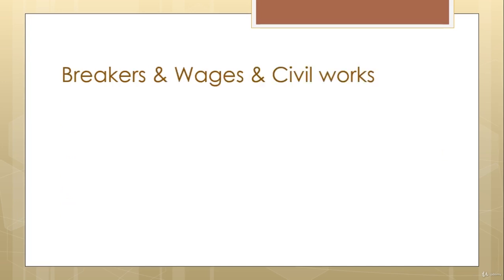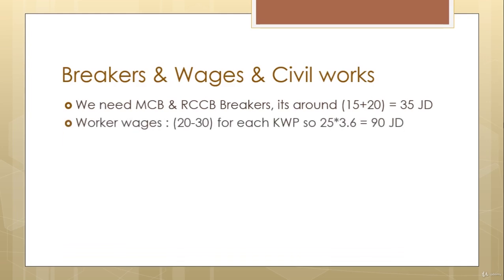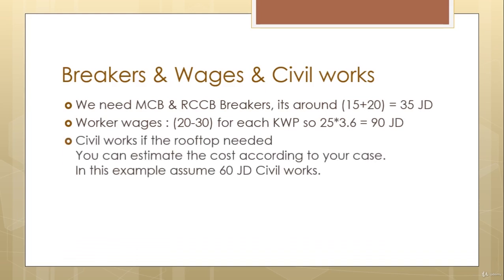Breakers and wires and civil works. So we need, in this example, MCB and RCCB breakers, which cost around 35 JD. Worker wages are 20 to 30 for each kilowatt peak. So if we take 25 multiplied by 3.6, we will get 90 JD. Civil work, if the rooftop needs it, you can estimate the cost according to your case in the project site. In our example, assume 60 JD for civil works.